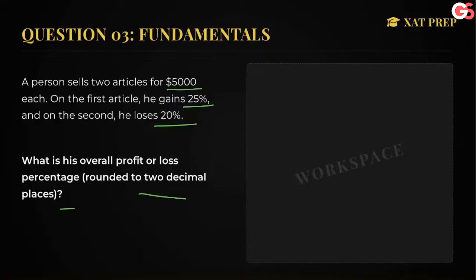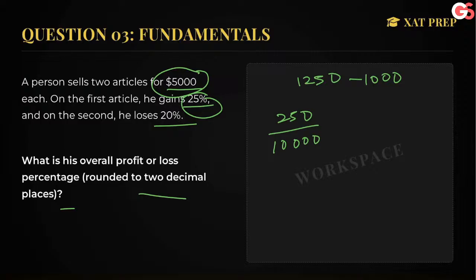So 5,000, he gains 25%. 25% of 5,000 is how much? 1,250. That's what he gains. Second, he loses 20%. That means he has lost 1,000 rupees. Overall, he gained 250 rupees. Is that clear? 250 rupees he gained on how much? On 10,000.